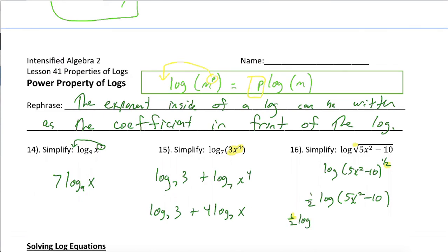What I can do is rewrite the 5x squared minus 10 as 5 times x squared minus 2. And then I can separate, because now there's a product inside that log. So now I can write 1/2 the log of 5 plus 1/2 the log of x squared minus 2. And if x squared minus 2 factored nicely, I would keep going. It doesn't.